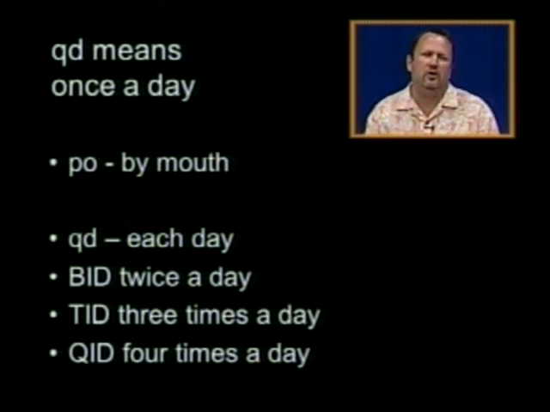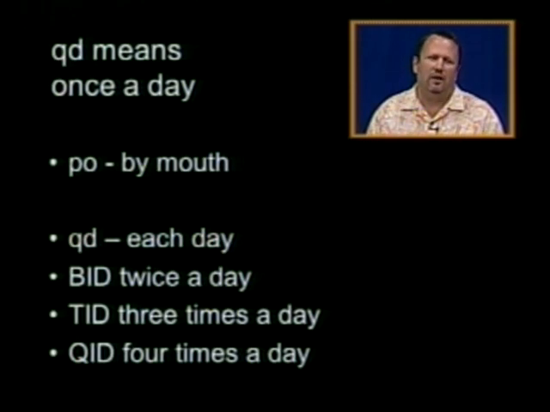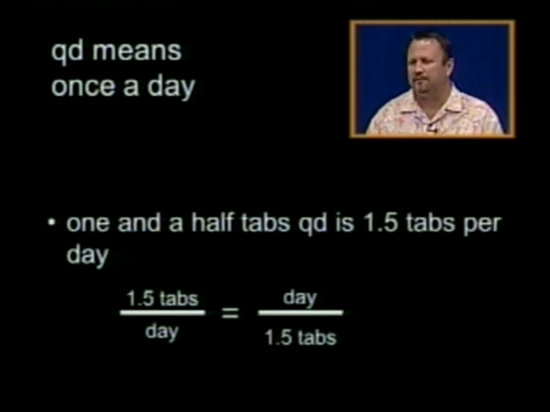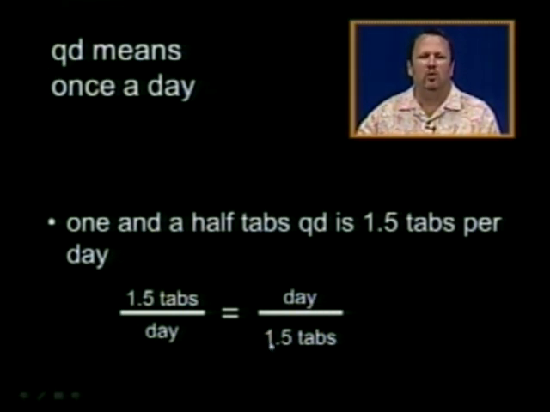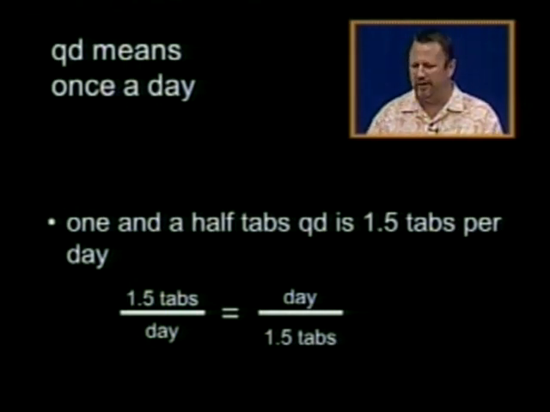And I wanted to show you guys that we can still do this using dimensional analysis. So 1 1/2 tabs QD is 1.5 tabs per day. We could write that as 1.5 tabs per day. We could also write that as a day per 1.5 tabs. Don't be afraid to turn those terms upside down so you can have the correct unit in the numerator.